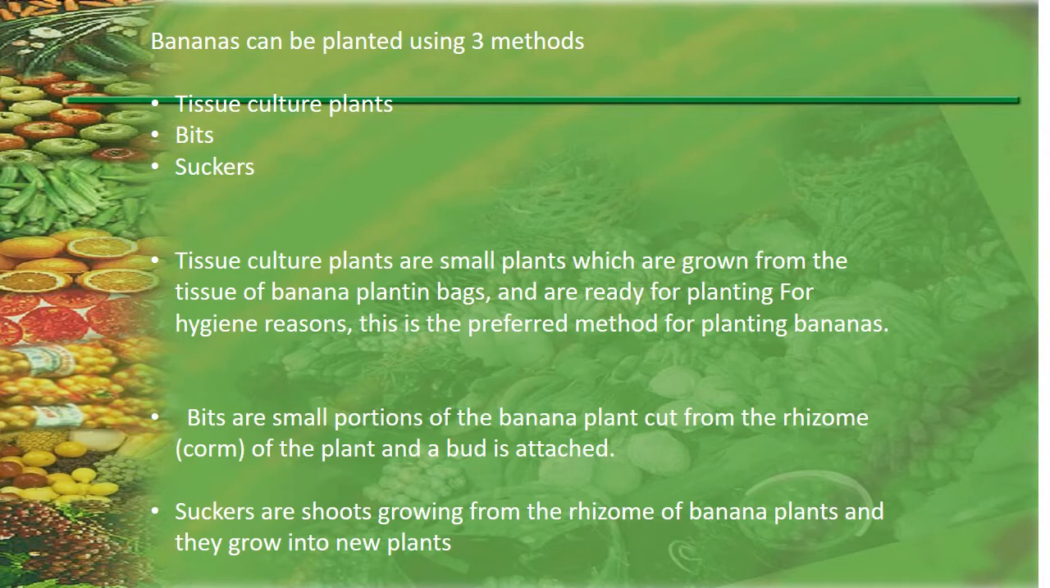Bananas can be planted using three methods: tissue culture plants, bits, and suckers. Tissue culture plants are small plants which are grown from the tissue of banana in planting bags and are ready for planting for hygiene reasons. This is the preferred method for planting bananas. Bits are small portions of the banana plant cut from the rhizome of the plant with a bud attached. Suckers are shoots growing from the rhizome of banana plants and they grow into new plants.